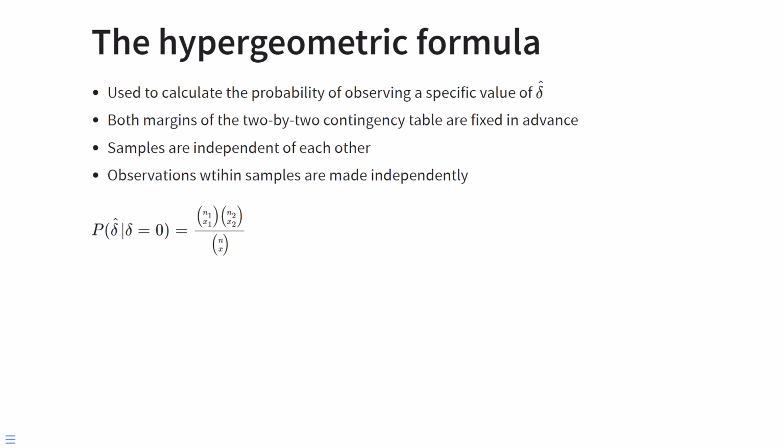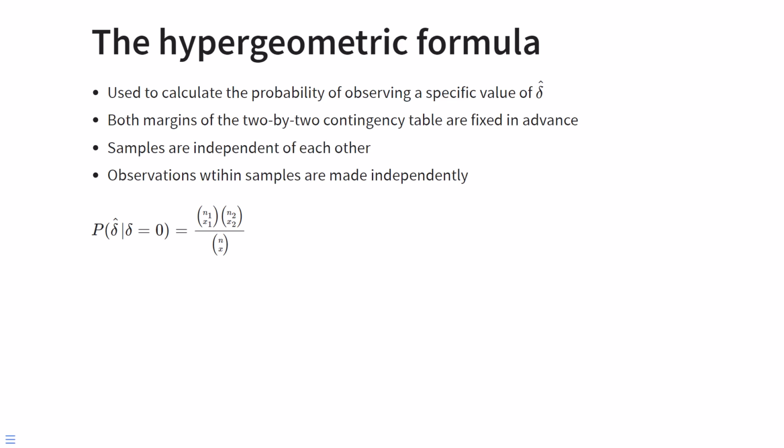Because we have a fixed number of successes, both margins of a 2x2 contingency table are fixed in advance. We know not only each of the sample sizes, but we know how many successes we'll have and how many failures we'll have. What we don't know is where the successes will occur. We can put what happens in our sample observations into delta hat, which also serves as an estimate of what delta is in the population. The samples are independent of each other, and the observations within samples, as I've discussed, are made independently.